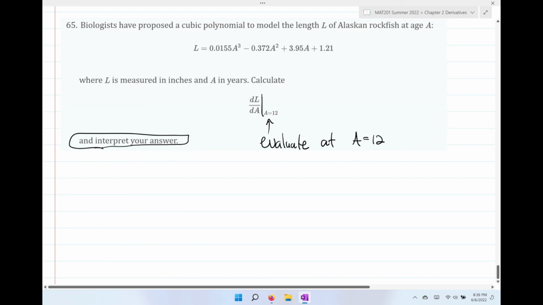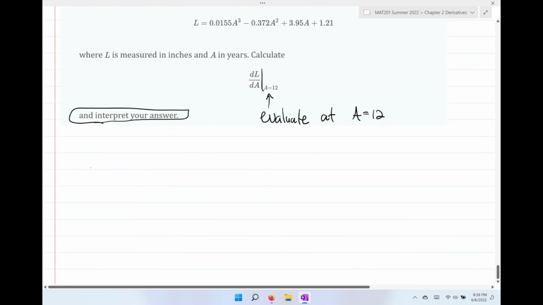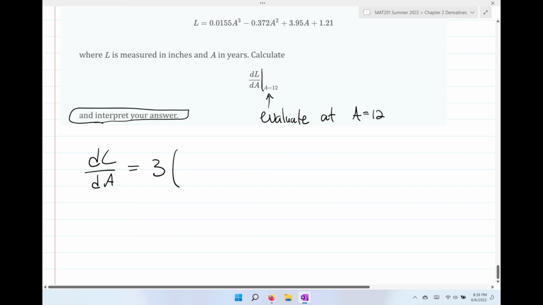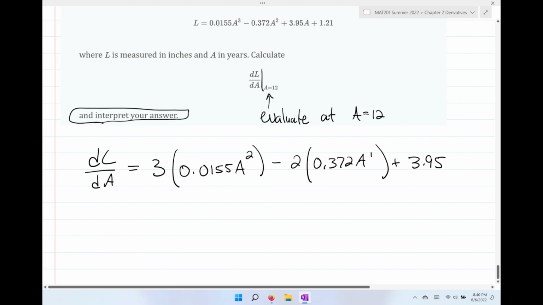The first thing we need to do is find the derivative. Let me write it the way they did. dL over dA, in other words the derivative of L with respect to A, is going to equal, I'll write it out first, 3 times 0.0155 A to the second minus 2 times 0.372 A to the first plus 3.95. And then the derivative of 1.21 is going to be 0.